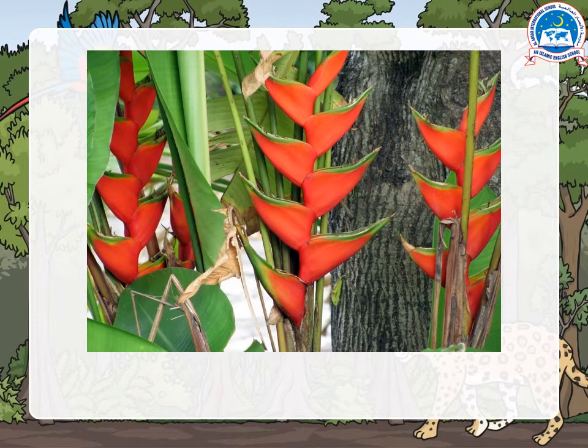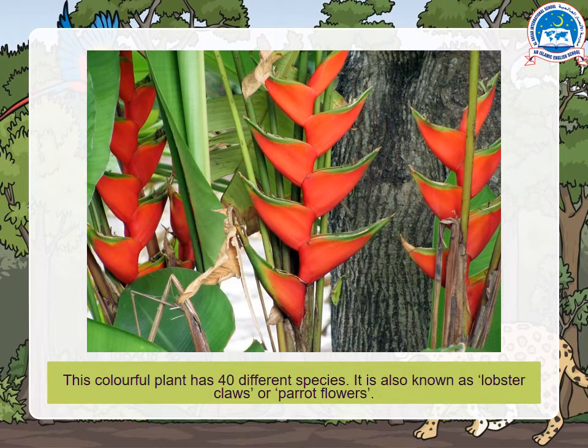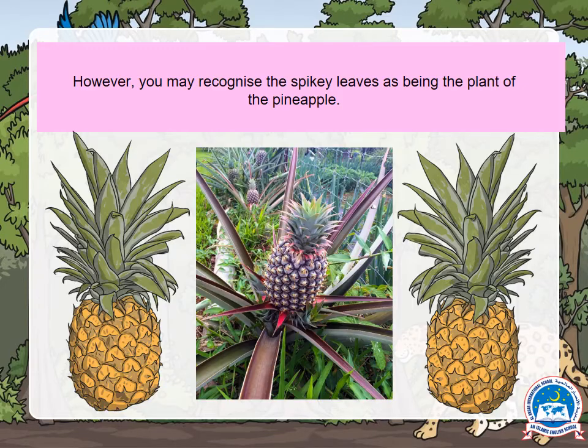Look at the picture of this amazing plant. This is so colorful. It has 40 different types, that means species. It is also known as lobster claws or parrot flowers because of its beautiful colors. This is one of the plants growing in the rainforest. Oh, you must be really familiar with this. These are pineapples growing in the pineapple bush, with spiky leaves. They also grow in the rainforest.